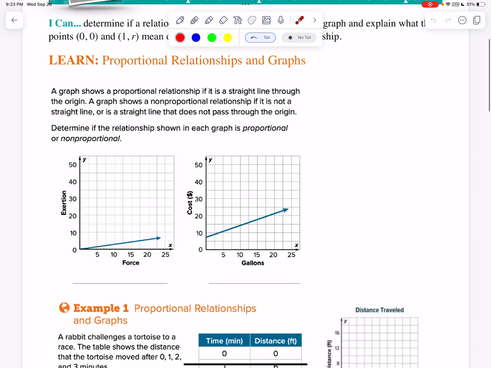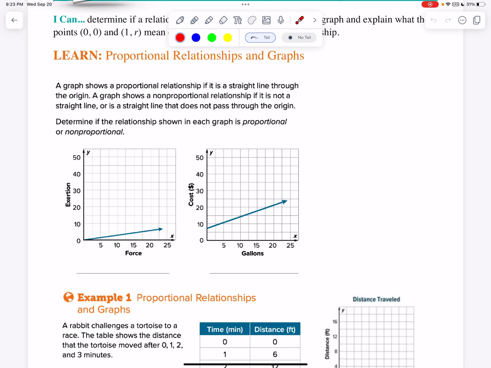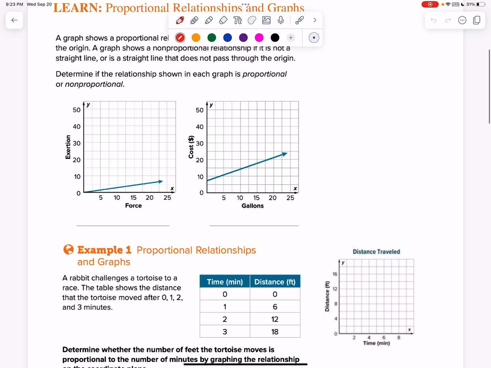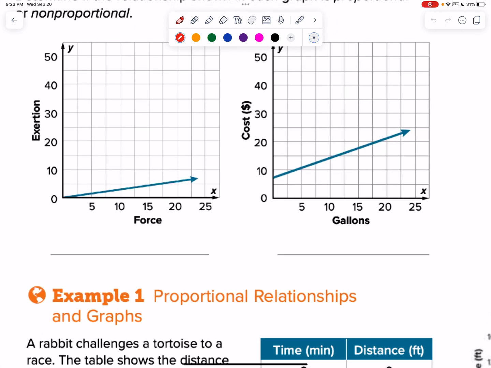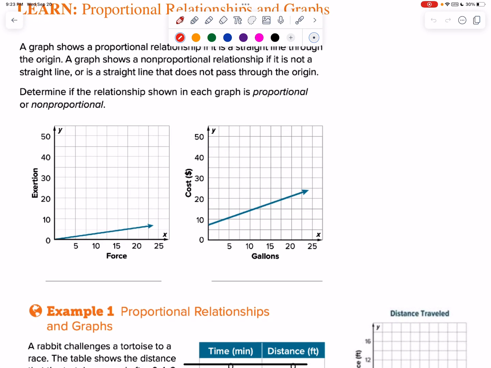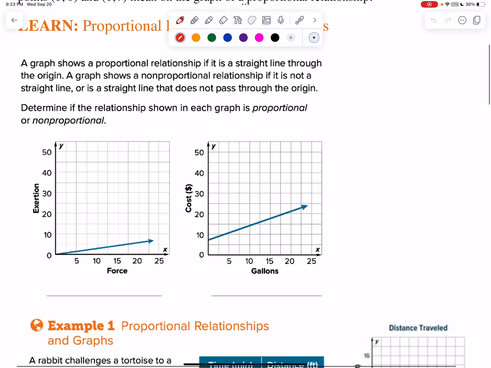The first thing I want you to see is a very straightforward concept that you want to drill into your head and remember. When you look at a graph, it's really easy to tell if it's proportional or not, because two things have to happen. Number one, it has to be a straight line through the origin. So let's highlight this. Straight line through the origin.